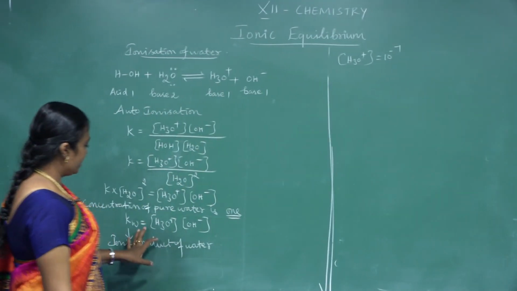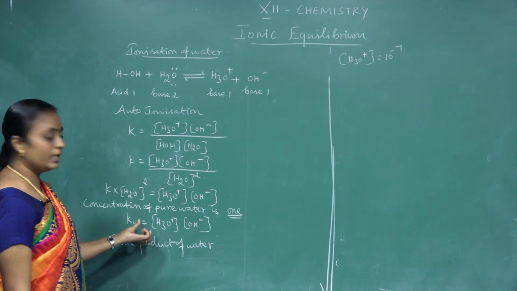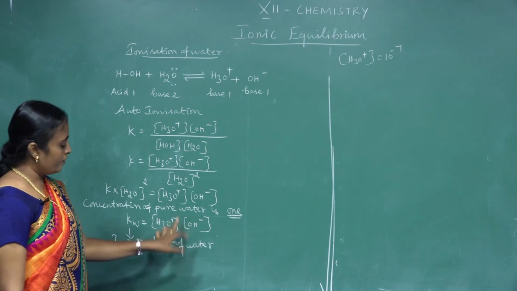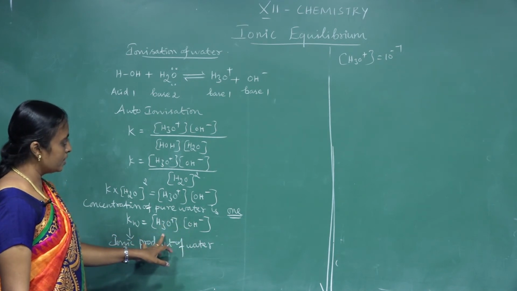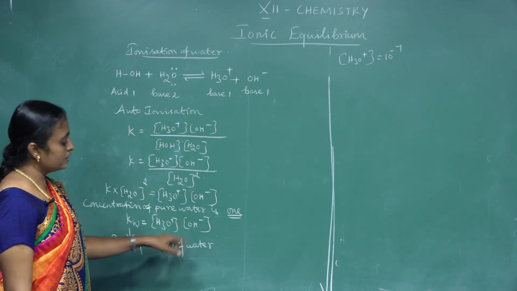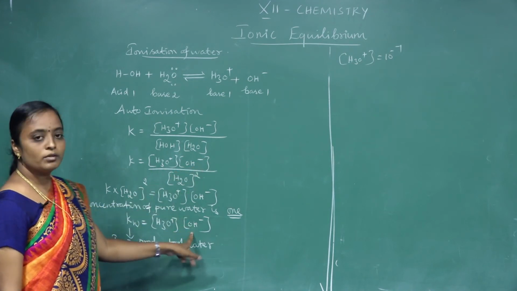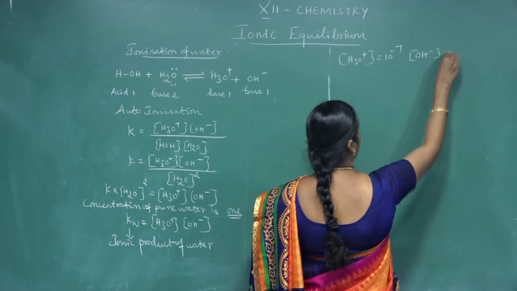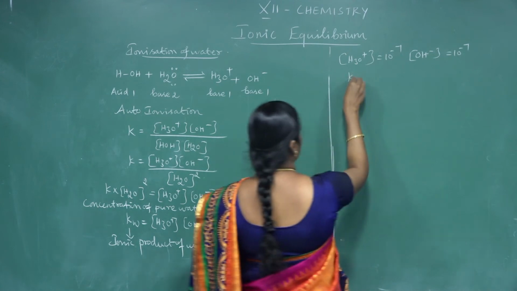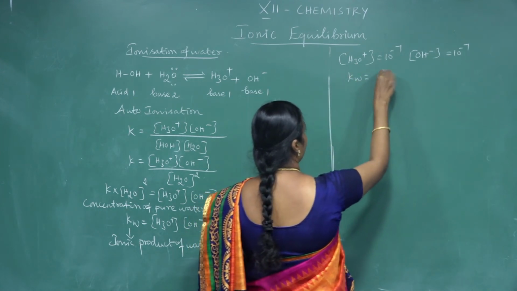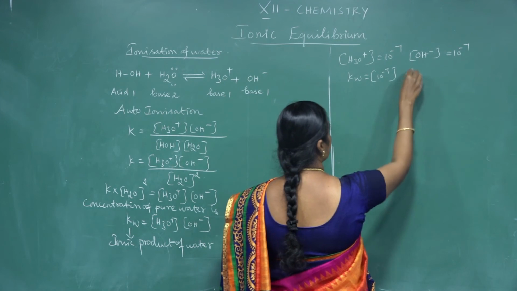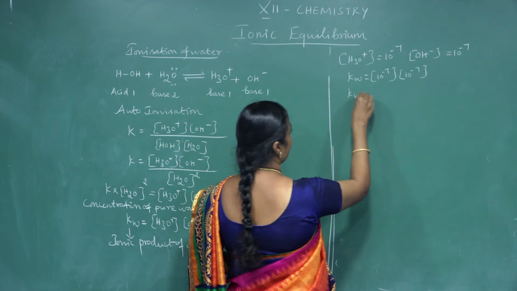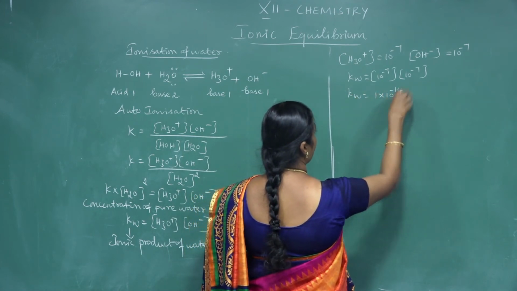So at 25 degrees Celsius, when we take this equilibrium, the hydronium ion and the hydroxyl ion are both equal. If I found that the hydronium ion concentration is 10 power minus 7, the hydroxyl ion is also 10 power minus 7. So if you substitute that value, 10 power minus 7 hydronium ion concentration and 10 power minus 7 hydroxyl ion concentration, you will get Kw is equal to 10 power minus 14.